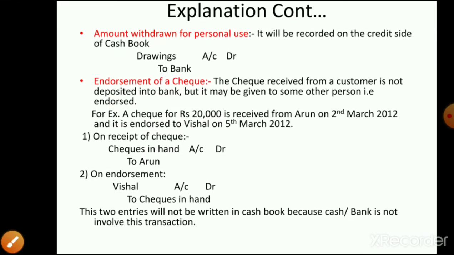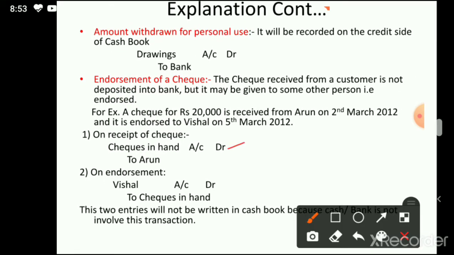Now you see this transaction: debit check in hand, credit Arun. Here debit Vishal, credit check in hand. In this transaction, cash or bank is not involved. So when cash and bank are not involved, we cannot enter these types of transactions in the cash book. In order to enter inside the cash book, either the debit or credit aspect should be cash or bank. Here you see drawings to bank, so this credit is bank, so of course it will go to the cash book bank column.